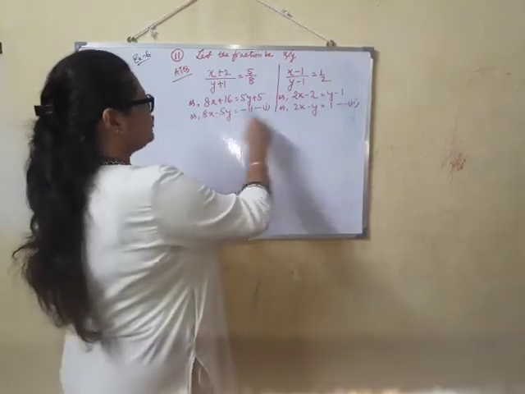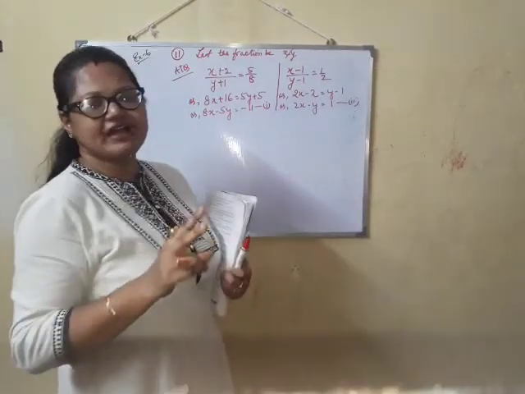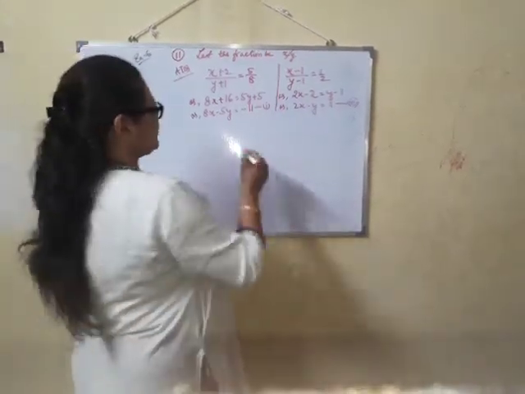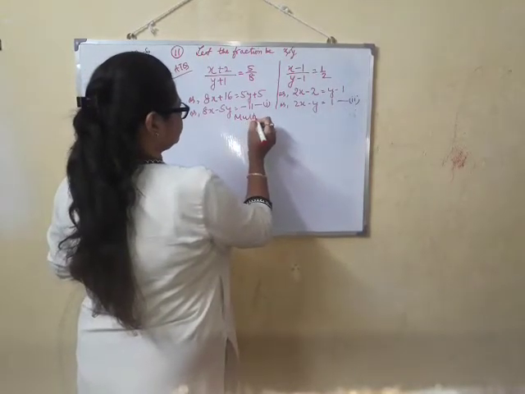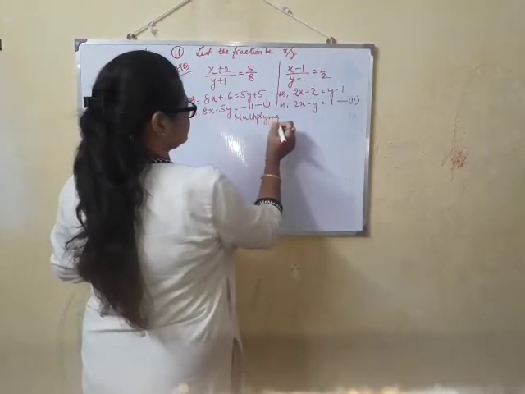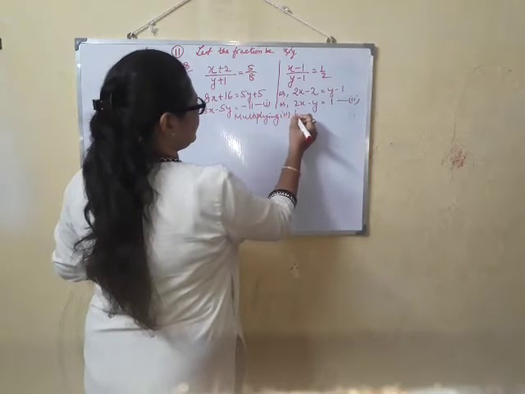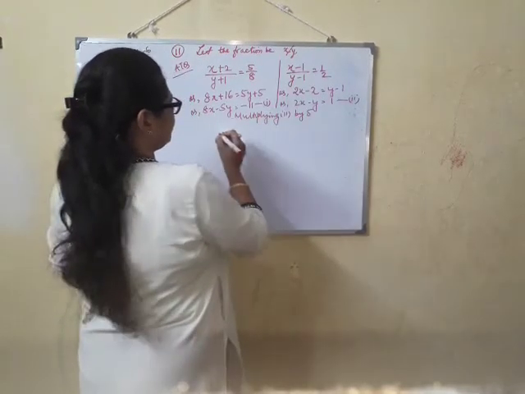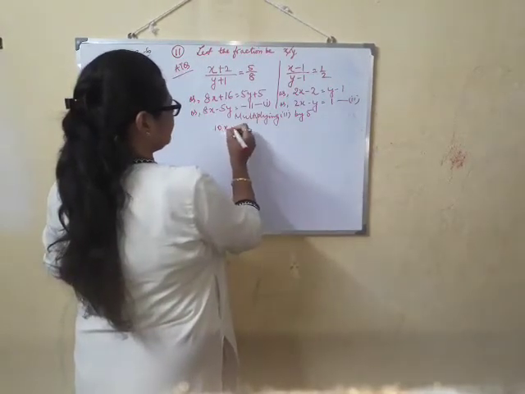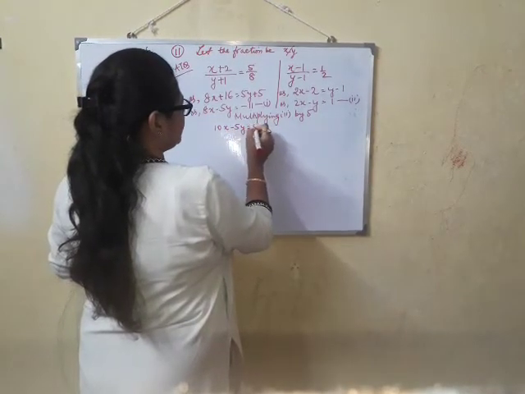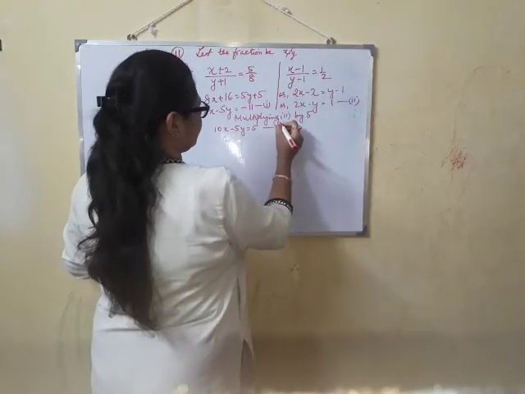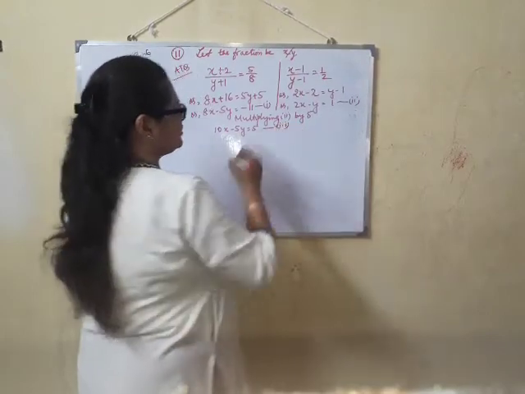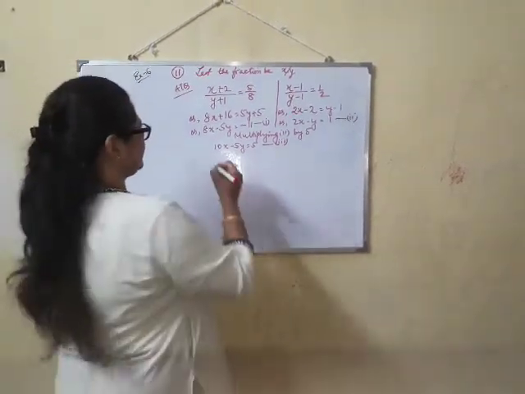So one of the coefficients of either x or y, I have to make it the same. So I multiply equation 2 by 5. How much do I get? 10x minus 5y equal to 5. So this is equation number 3 for us.